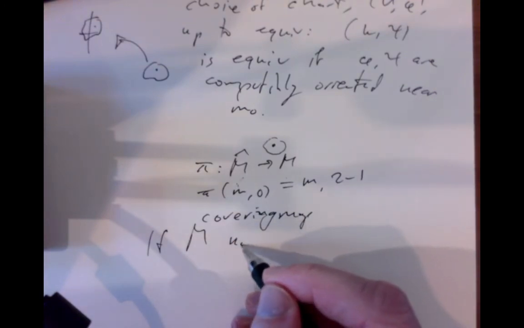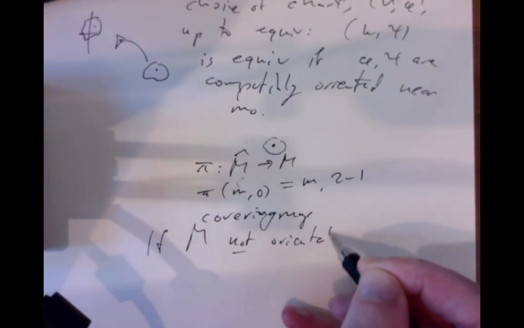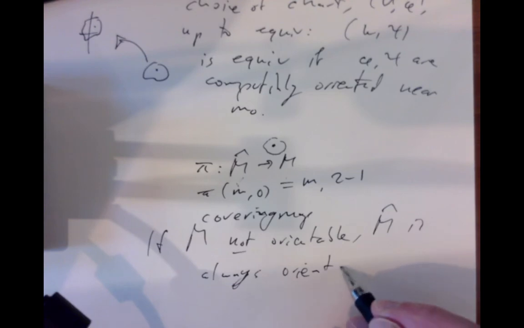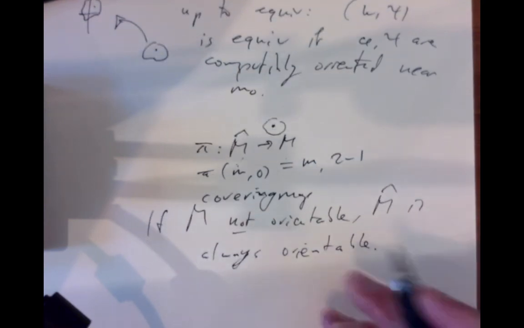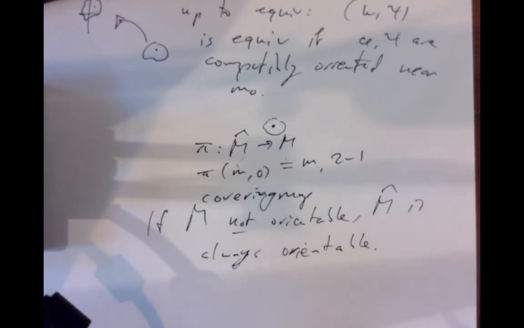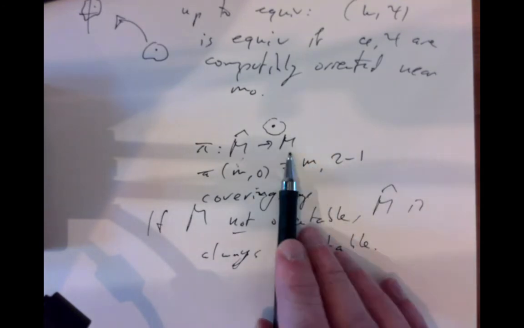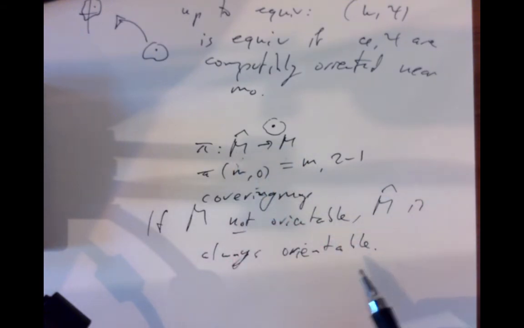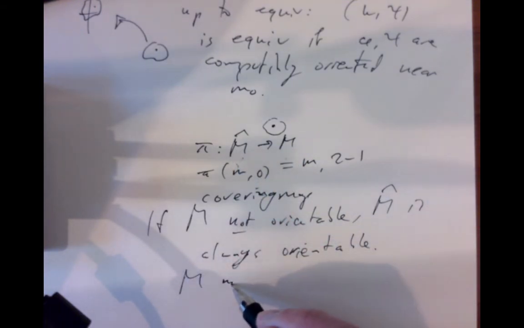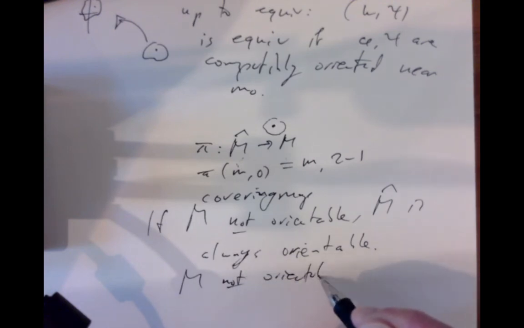And then if M is like the Möbius strip, is not orientable, it has no orientation, there's no choice we can make of charts that are oriented, then M hat is always orientable. Well, I should say M hat is always orientable whether M is or not, which is something that you can prove as an exercise. So that's quite impressive. We've constructed an oriented covering. We started with a manifold which may or may not be oriented, we constructed this covering.